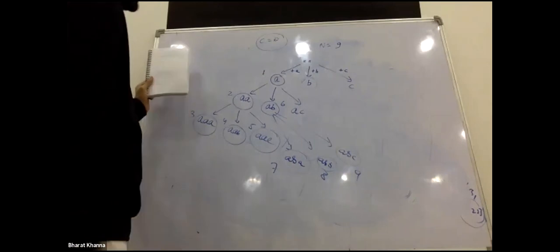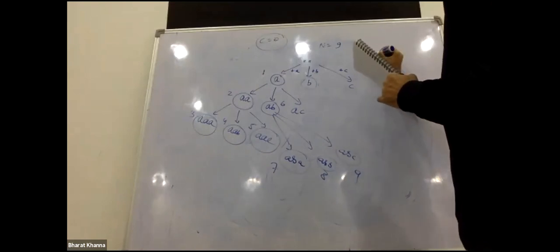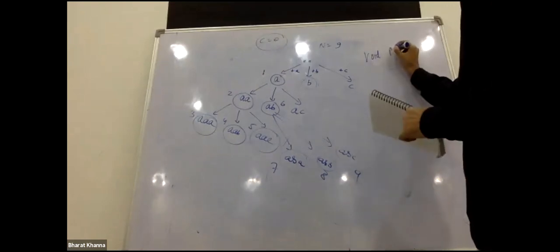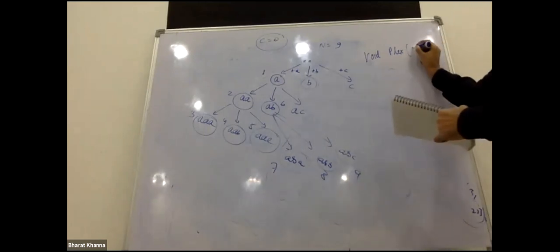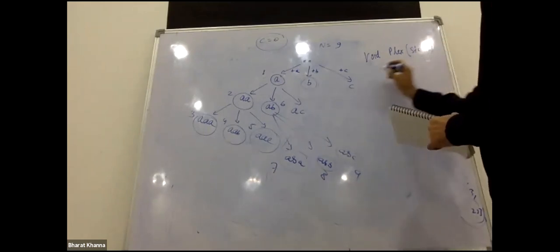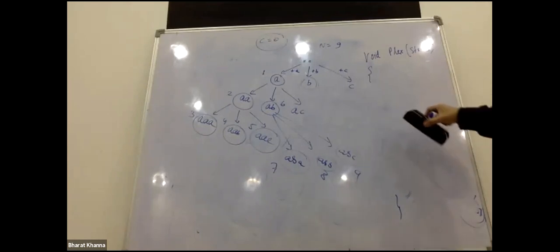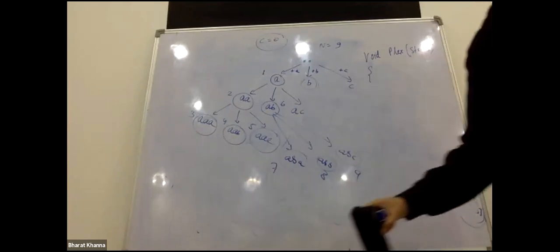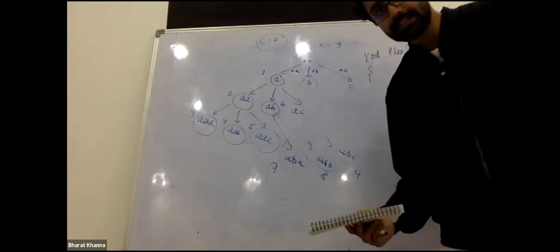So let me write the code over maybe here. Let me call this function void print lexicographic. This takes in a string S. And now just help me with the code. Guys, I'm going to write recursive code. What should be the first thing that I should write?